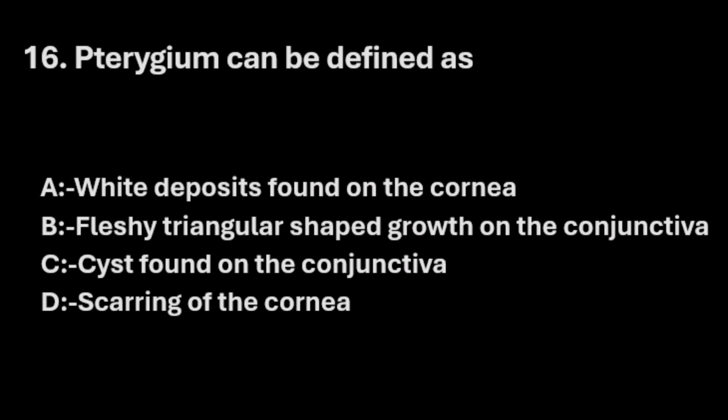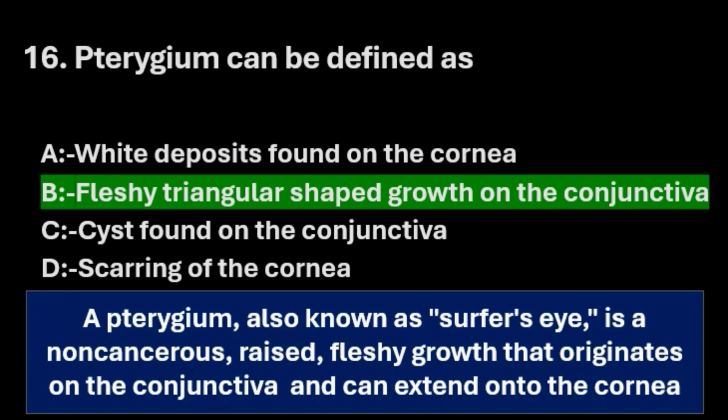Next question. Pterygium can be defined as option A, white deposit found on the cornea, option B, fleshy triangular shaped growth on the conjunctiva, option C, cyst found on the conjunctiva, and option D, scarring of the cornea. The right answer here is option B, fleshy triangular shaped growth on the conjunctiva. A pterygium, also known as surfer's eye, is a non-cancerous raised fleshy growth that originates on the conjunctiva and can extend onto the cornea.